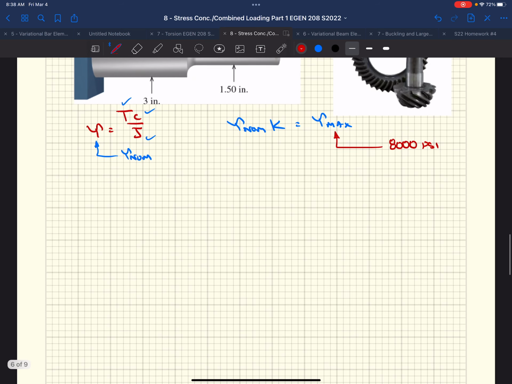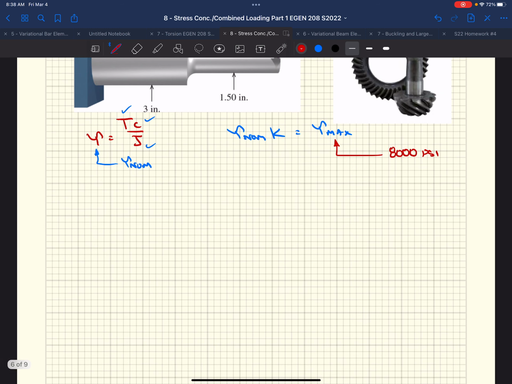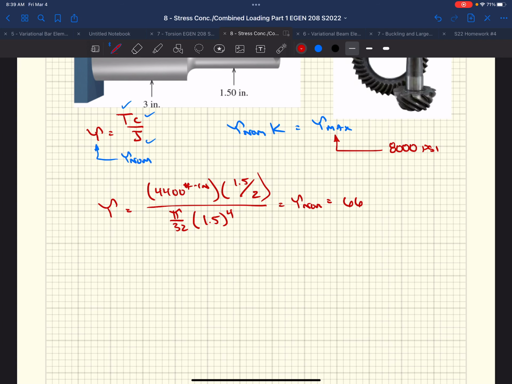All right, so we have tau max. We know the nominal stress. We can just start calculating things. For tau, we have 4,400 pound-inches. We have a radius, that's the minor diameter over 2. We're calculating at the minor diameter because that's what they tell us our nominal stress needs to be calculated at. J is pi over 32 times that diameter to the 4th. We end up with tau nominal equal to 6,639.7 PSI.